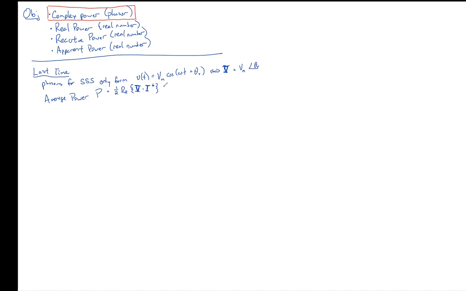And we said this is going to be equal to 0 for capacitors and inductors, and it's going to be greater than 0 for resistors. And we measured it in watts, and it's a scalar number.